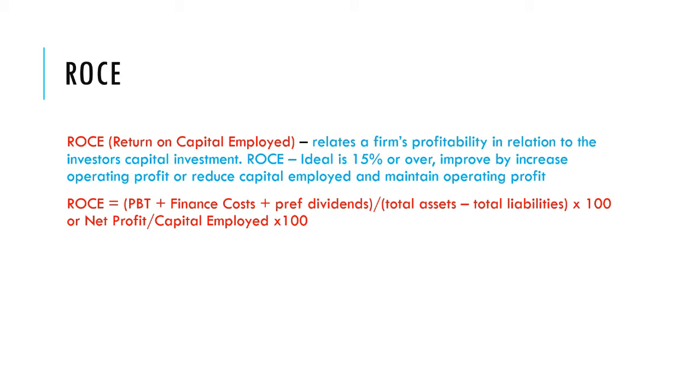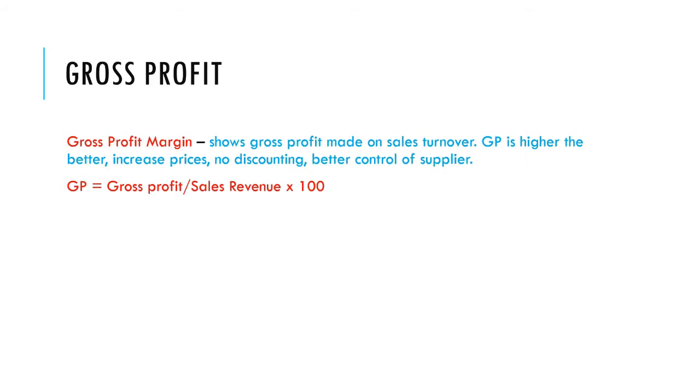So your first way of calculating ROCE is your profit before tax, add your finance costs onto that, then add preference dividends onto that, then divide that sum by total assets, take away total liabilities, and you will times that by 100. Now, if you don't have finance costs or preference dividends or PBT in it, then you can use simply net profit divided by capital employed times by 100. If you're in the C spec, definitely use the first one if you can. That's the one they'll be expecting you to use.